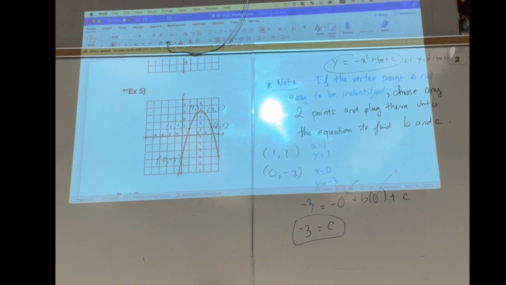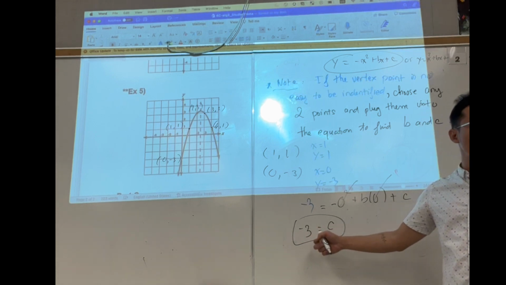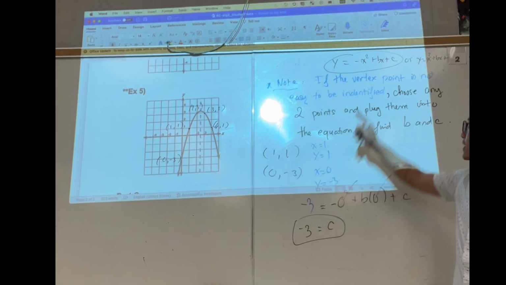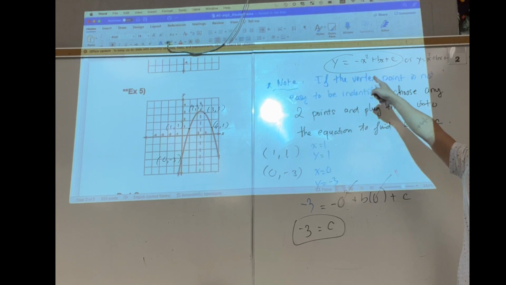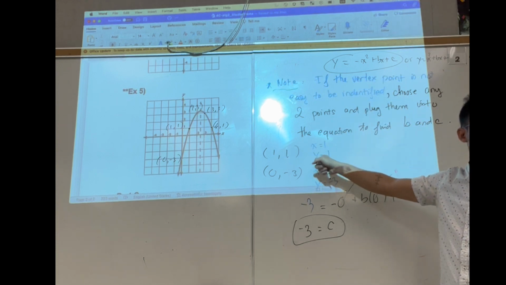Take note, you imagine you need to talk like three periods like this. So c is equal to -3, right? Now you only found c. Now you need to find b, using the other point.